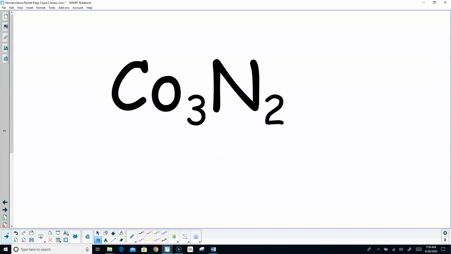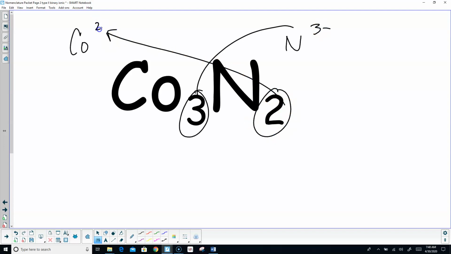Okay, this one we have Co3N2, so we're going to put cobalt here. Nitrogen goes here. This number 3 goes to the nitrogen, which is nitrogen's charge. This 2 goes to the cobalt. Cobalt, Roman numeral 2, nitride.